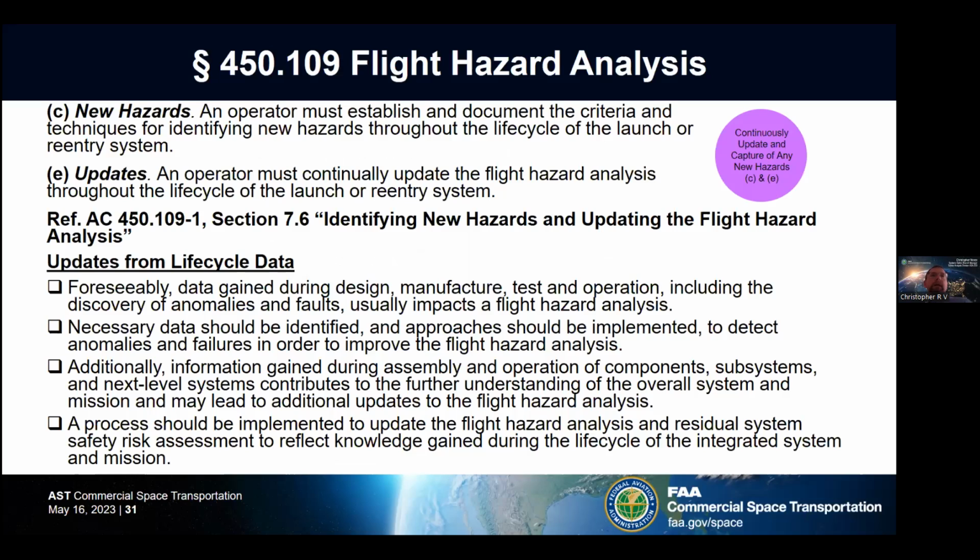45109C again discusses new hazards. New hazards must be identified throughout the life cycle. And updates, 109E, updates must be continually captured in the flight hazard analysis throughout the life cycle.